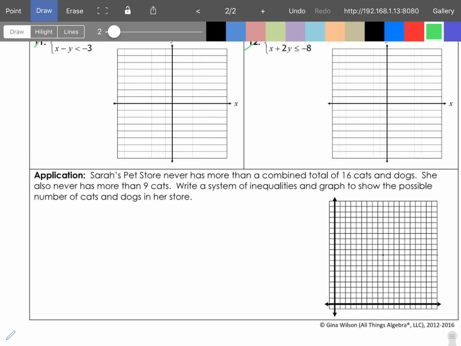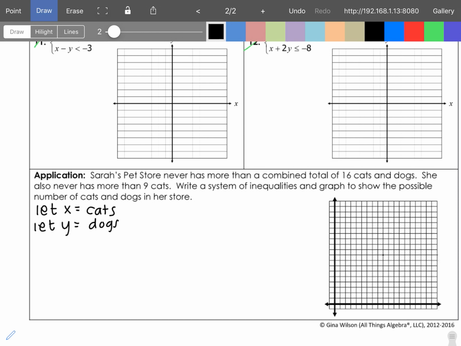Okay, let's try an application. See what a word problem looks like for this. So it says Sarah's pet store never has more than a combined total of 16 cats and dogs. She also never has more than 9 cats. Write a system of inequalities and graph to show the possible number of cats and dogs in her store. So when we have word problems, we always want to define our variable. So I'm going to say let x equal the number of cats and let y equal the number of dogs.